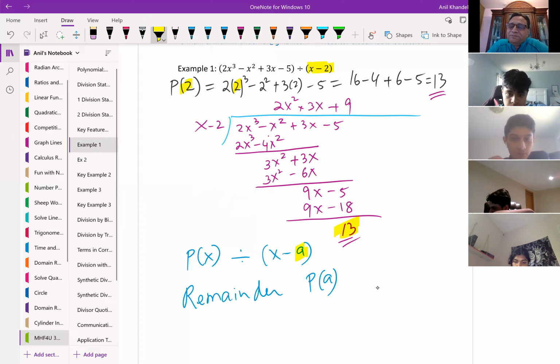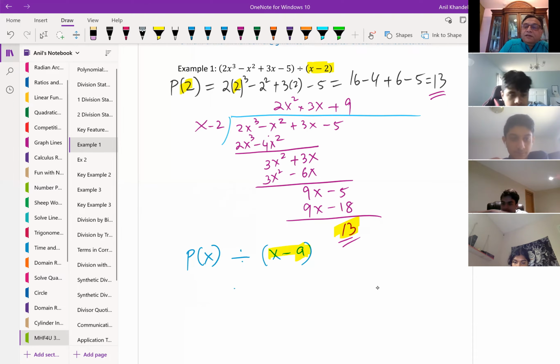Sir, so it's just whatever makes it 0, right? Whatever value of x makes x minus a 0, yes. Is this part clear to you? I'll show you once again using the division statement why this is correct.